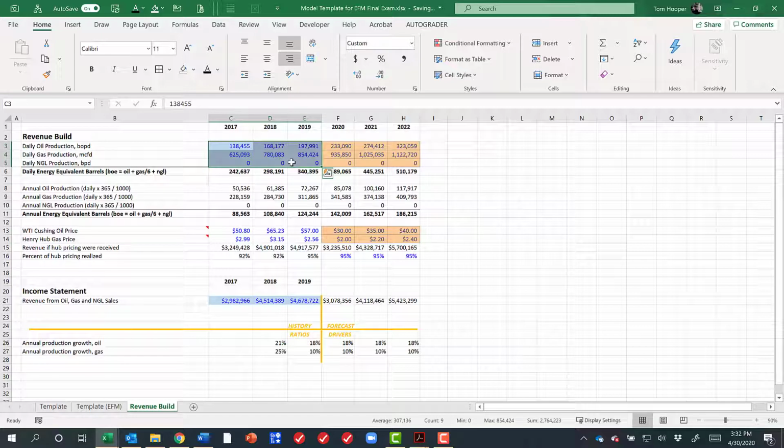And I looked at about 15 companies. I was able to find every single one in the 10K in the management discussion and analysis section. But I want you to see what that looked like.